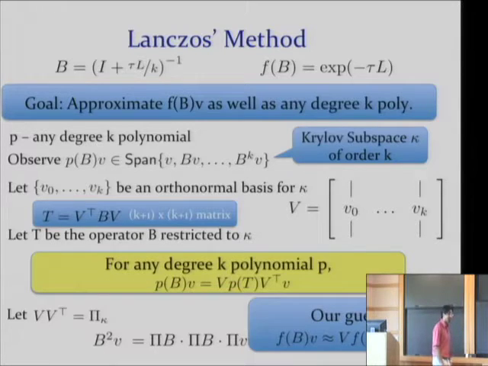Good. So now what are you going to guess for your function? We are going to guess that you can approximate this function also using T, and that'll be your approximation. Again, T is a much smaller matrix. So even if f is a complicated function, you can diagonalize it, and as long as you can compute that function on the reals, you can compute it for the matrix.